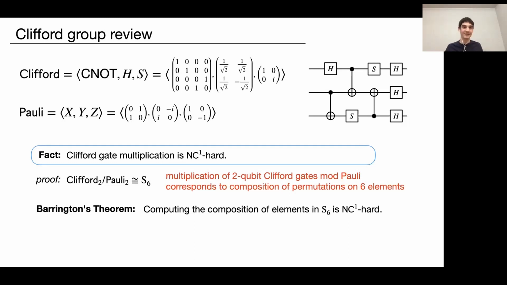And why is that important? Well, we know from the theory of branching programs, and in particular Barrington's theorem, that computing the composition of elements in S6 is NC1 hard. So if computing the composition of elements in S6 is NC1 hard, and we can embed permutations into the Clifford group on two qubits, then it must be the case that this Clifford gate multiplication problem is also NC1 hard. Okay, so that's all I'm going to say about the Clifford group for now.